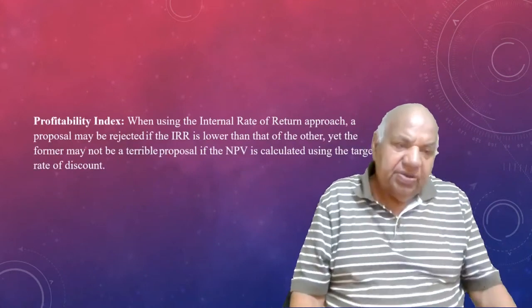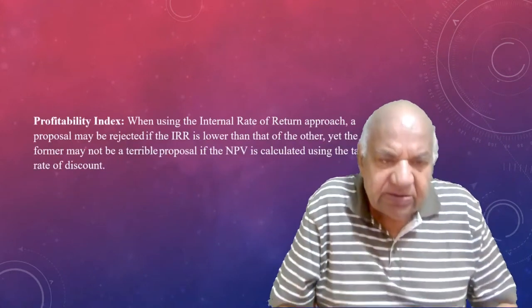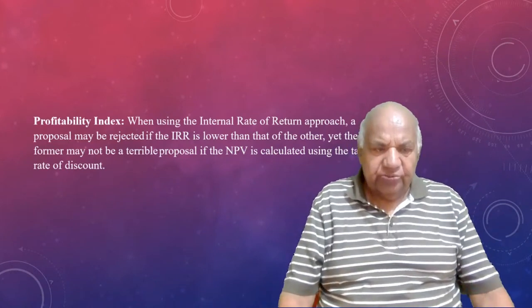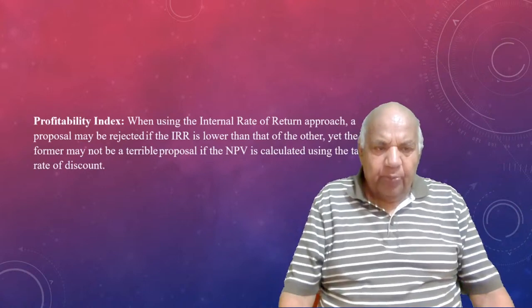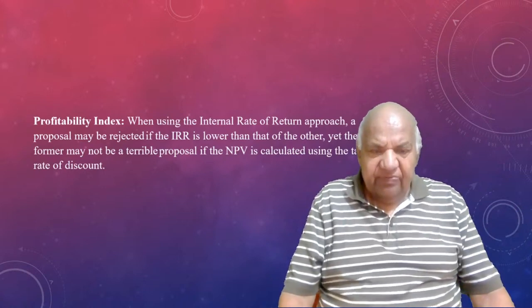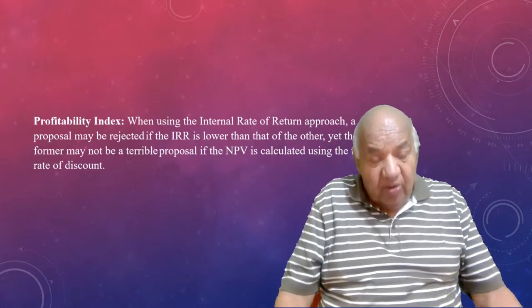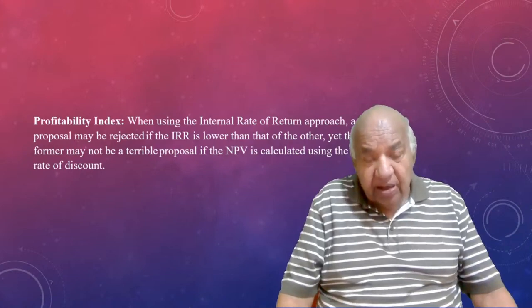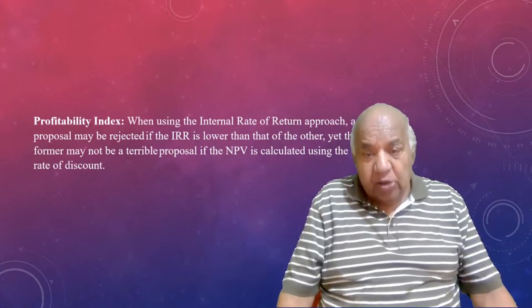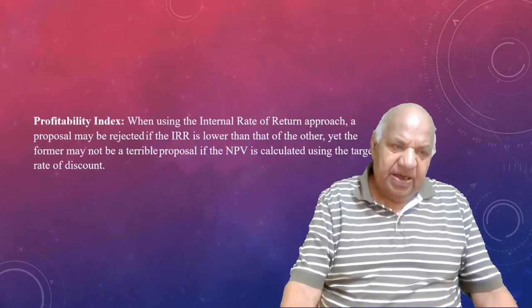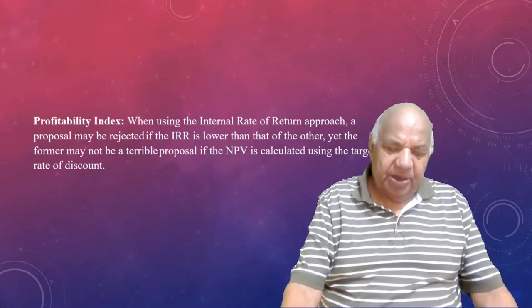And last, profitability index. When using the internal rate of return approach, a proposal may be rejected if the IRR is lower than that of the other. Yet the former may not be a terrible proposal if the NPV is calculated using the target rate of discount. And here profitability index comes into picture.